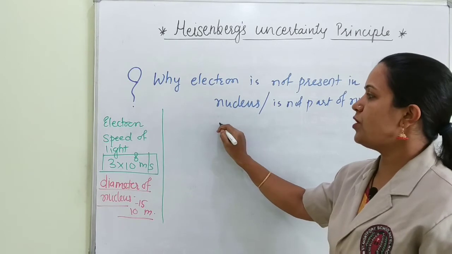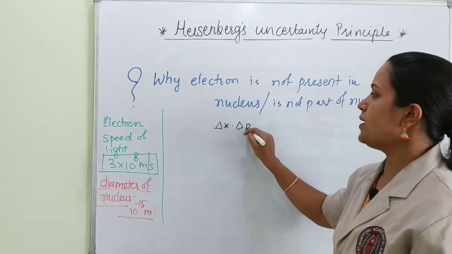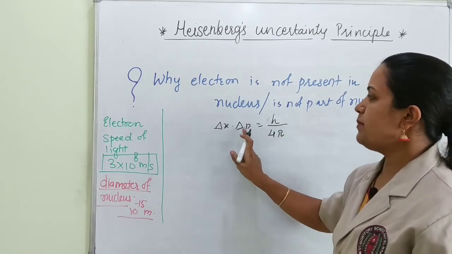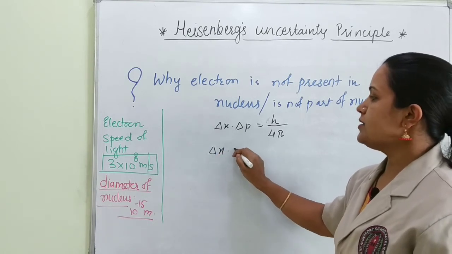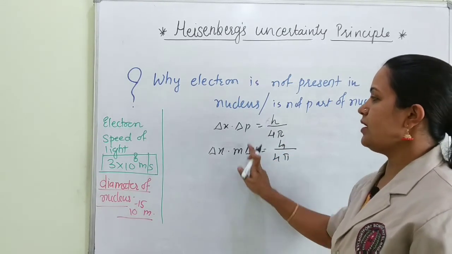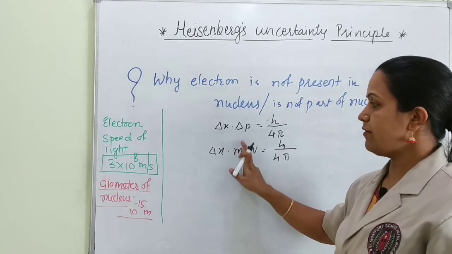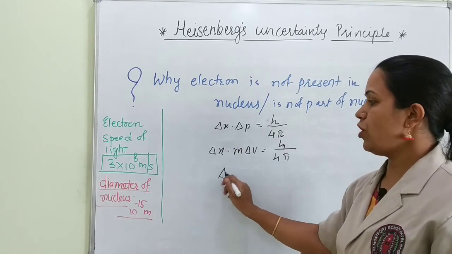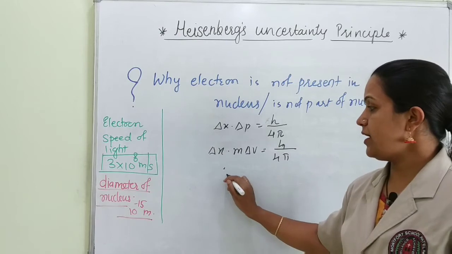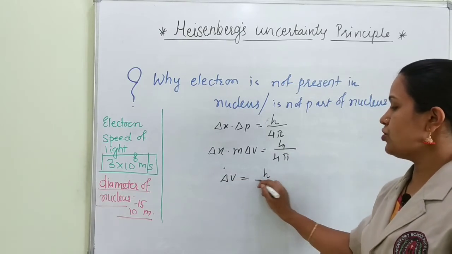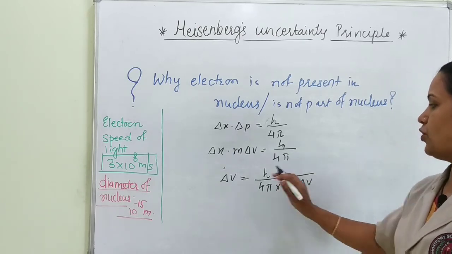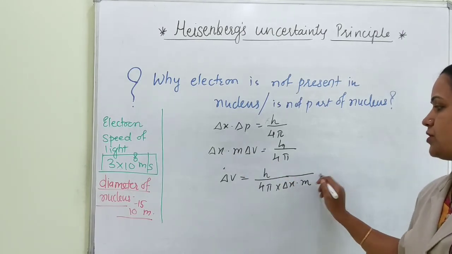As we know, the formula of it, formula is what? Delta x into delta p is equal to h upon 4 pi. So here I am taking it as delta x into m delta v, equal to h upon 4 pi. What is this m delta v? Momentum. P stands for momentum, so we have converted it into m into v. So now velocity, I will calculate whether the velocity of electron is equal to the speed of light or not, and I will write in this way as velocity, so delta v is h upon 4 pi into delta x into m.